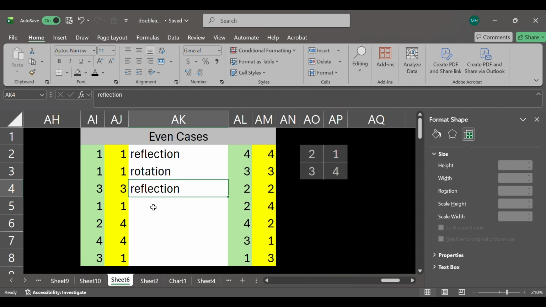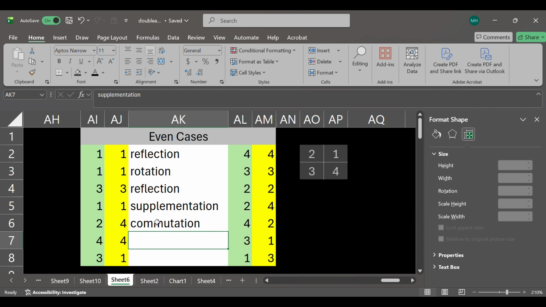1, 1 to 2, 4. That is a supplementation. 2, 4 to 4, 2. That's a commutation. Might also have been a rotation. There might be more than one correct answer. 4, 4 to 3, 1. That's a supplementation. 3, 1 to 1, 3. That's commutation. Okay, that's the even cases.